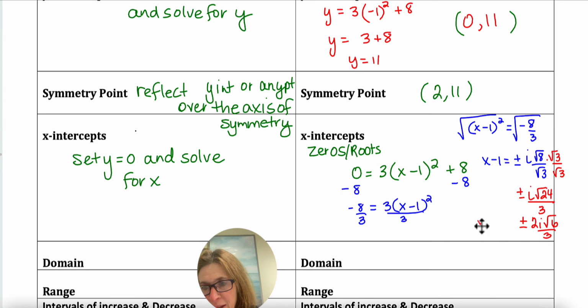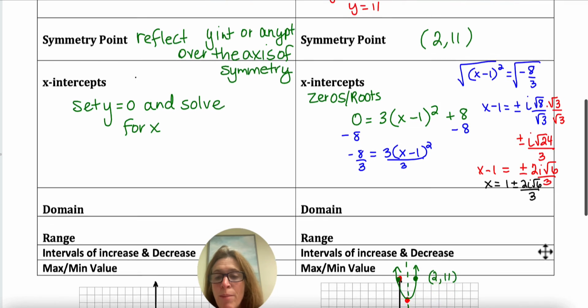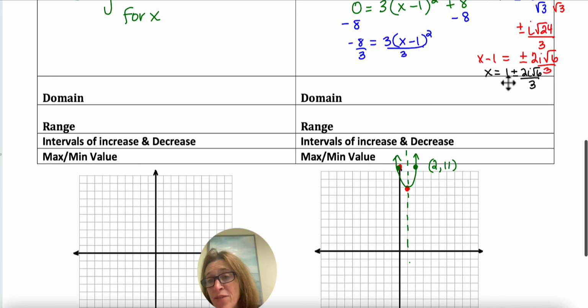And I still have that x minus 1 equals. Now I move the 1 to the other side, and I get 1 plus or minus 2i root 6 over 3. Okay, so that's a root. That's a solution to the equation. But remember, we talked about the graph. The graph, if it has an imaginary root, it won't cross the x-axis. And so that's why our graph didn't cross the x-axis.